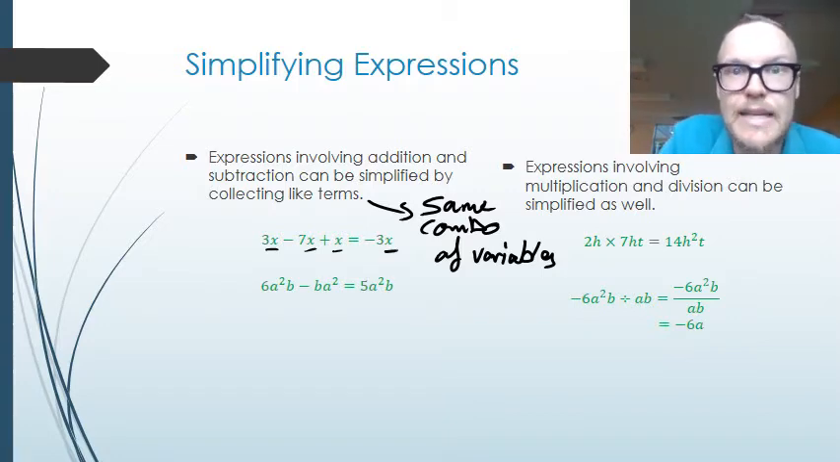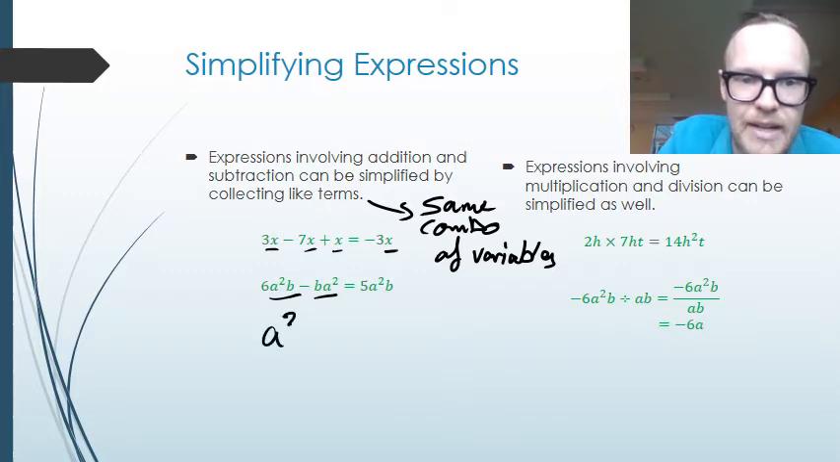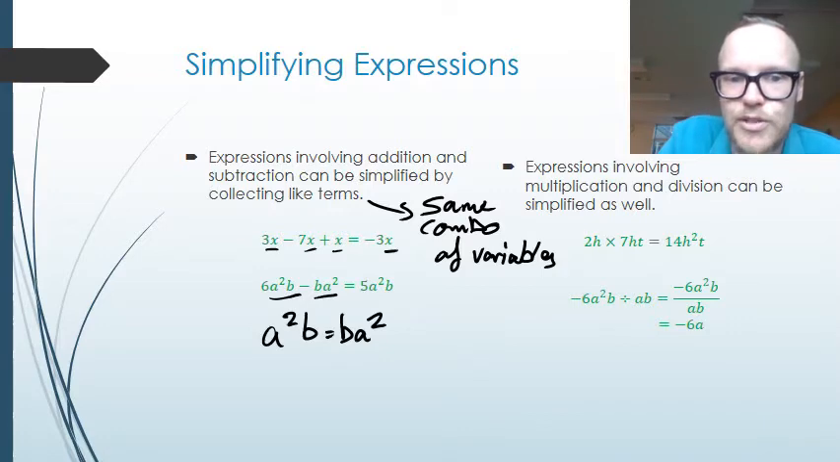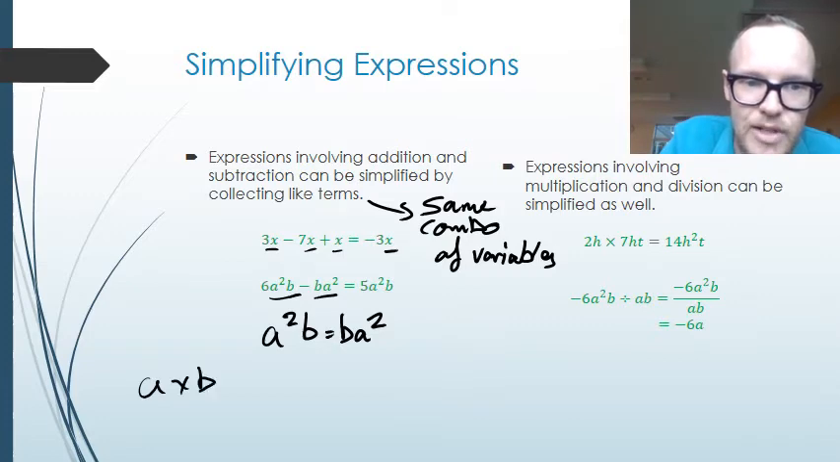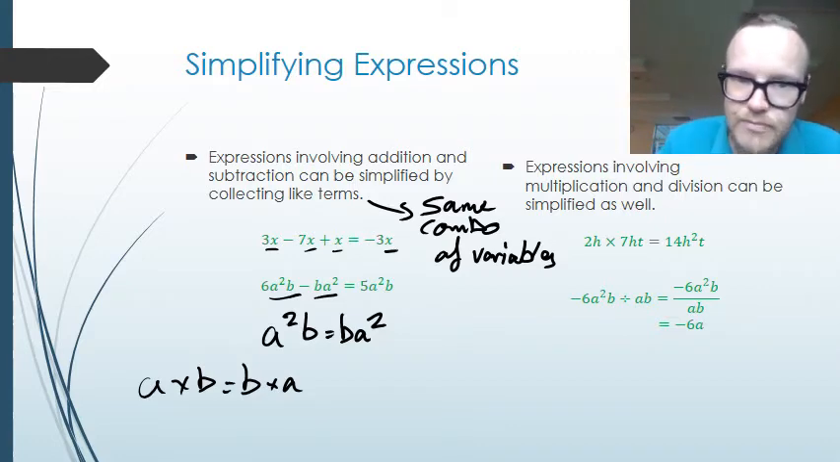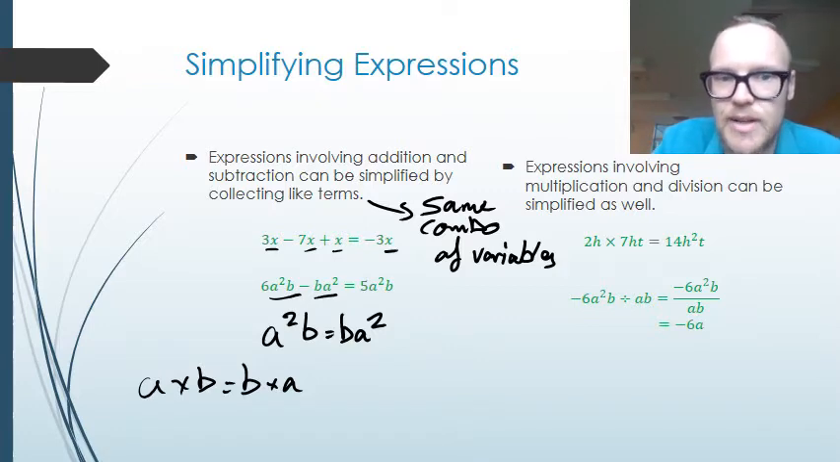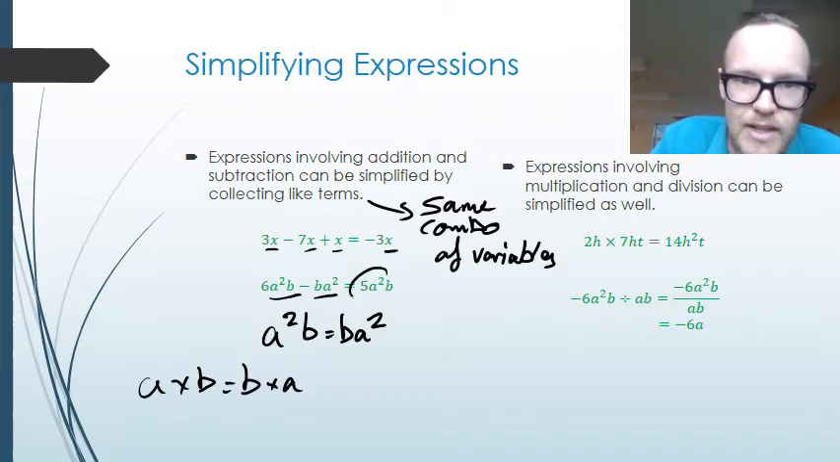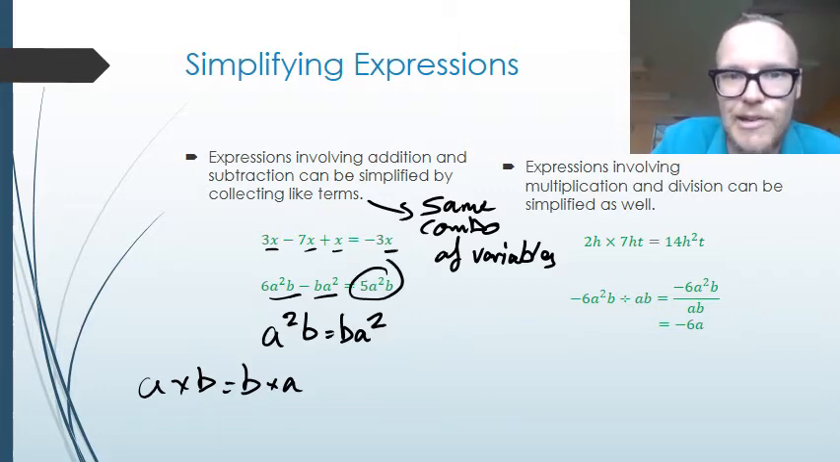For our second example here, we've got the variable being a squared b and b a squared. Remember, they're the same. A squared b is going to be equal to b a squared. It doesn't matter which order you do them in, because if we have any number times another number, by the commutative law, they can be multiplied in any order. So if I've got 6 of the a squared b's minus one of them, then I'm left with 5. So that's why we get the answer there, collecting like terms.